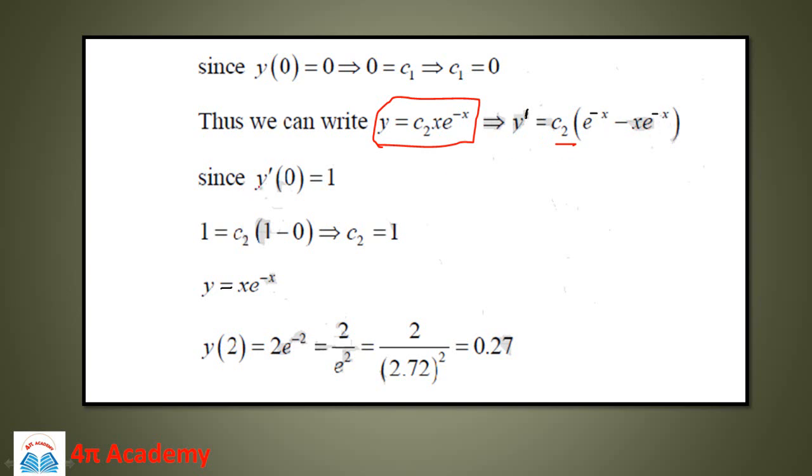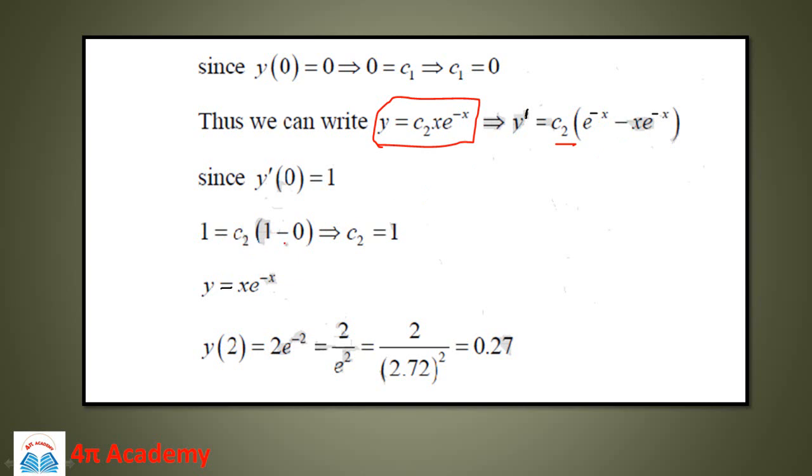Since y dash of 0 is equal to 1, here we substitute the value of x as 0. By substituting x is equal to 0, we get the value of y dash as 1. So we get 1 is equal to c2 into e raised to power 0, and anything raised to power 0 is 1, so it will be 1, minus, since we put x is equal to 0, this total term will be 0.